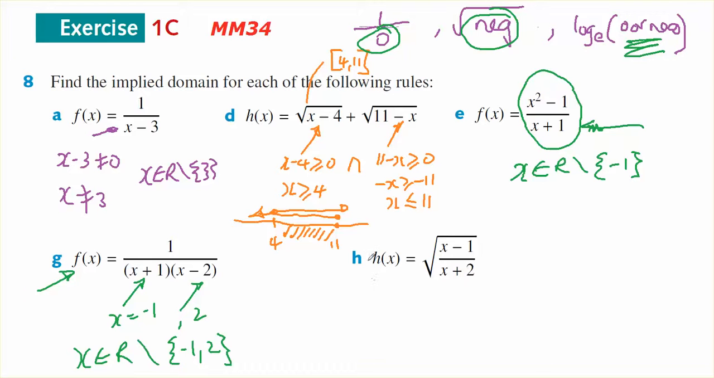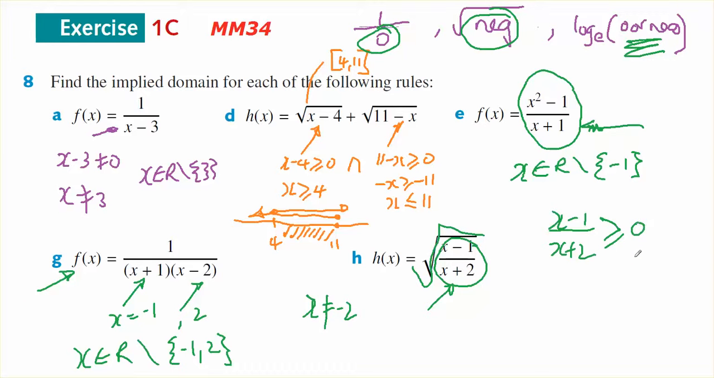And in example H, I have this fraction, but it's all under a square root. So I know straight away that x cannot equal negative 2 because that's in the denominator of the fraction. But I also have the situation where x minus 1 over x plus 2 has to be bigger than or equal to 0. It can be 0 because I can take the square root of 0.